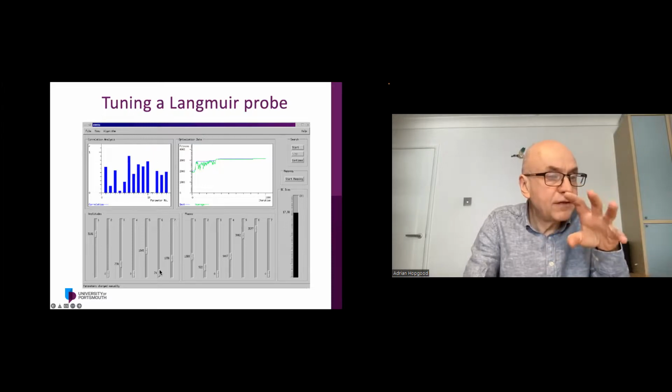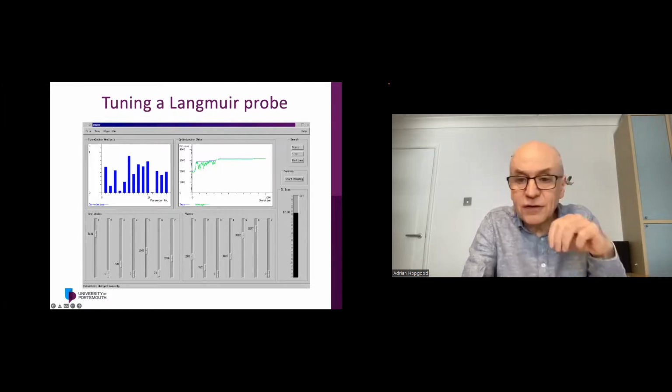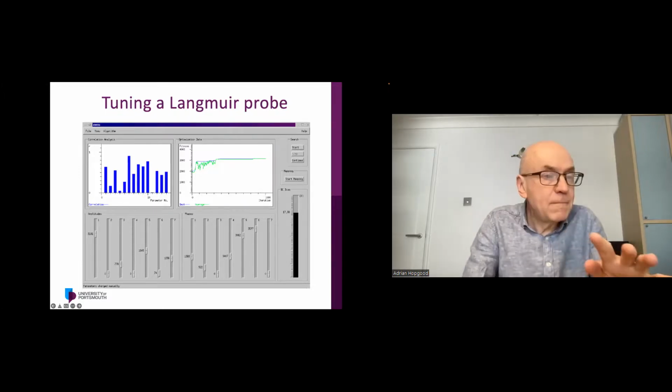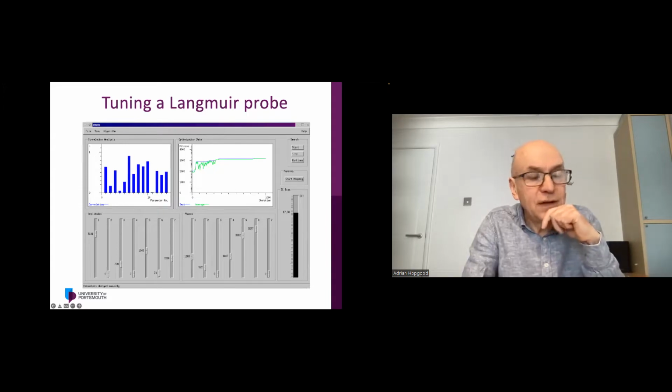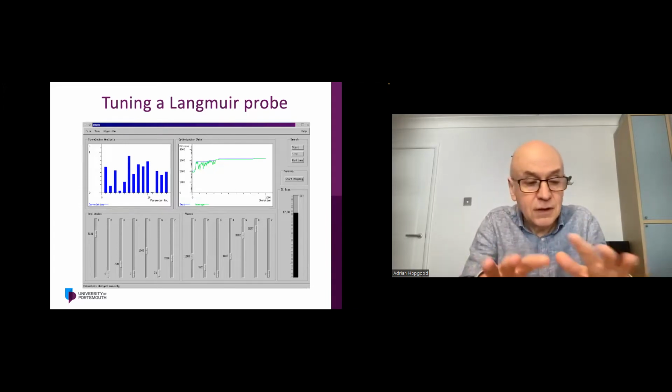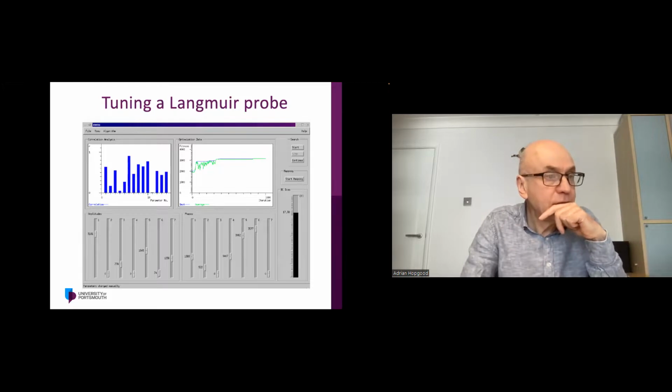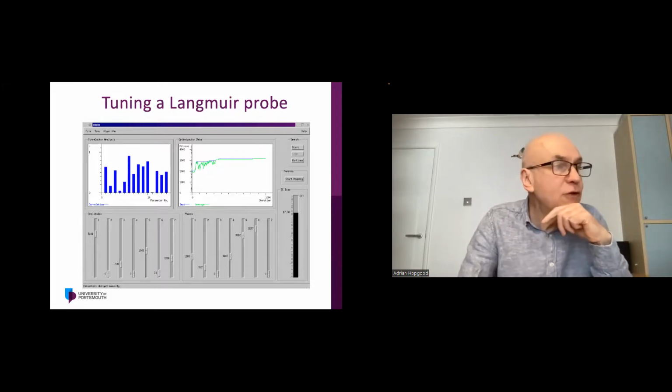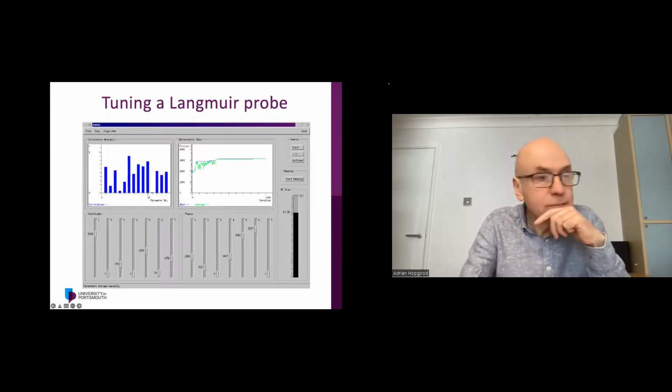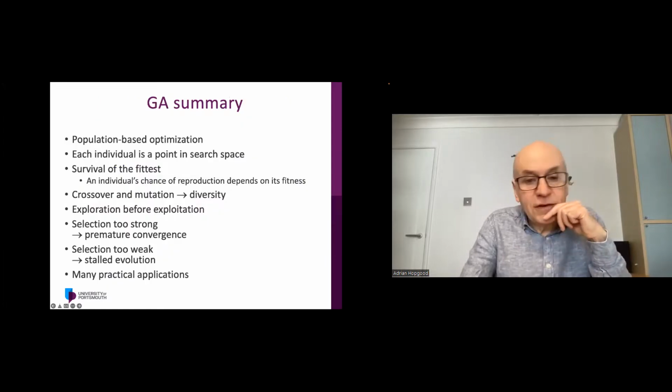Regarding the genetic algorithm, the Langmuir probe is this device that measures electron energy. It has 7 harmonics, which means 7 amplitudes, 7 phases, which needs to be adjusted. So finding the best combination of those 14 variables, so that's a kind of 14-dimensional parameter space, is really hard for a human, but really easy for a genetic algorithm.